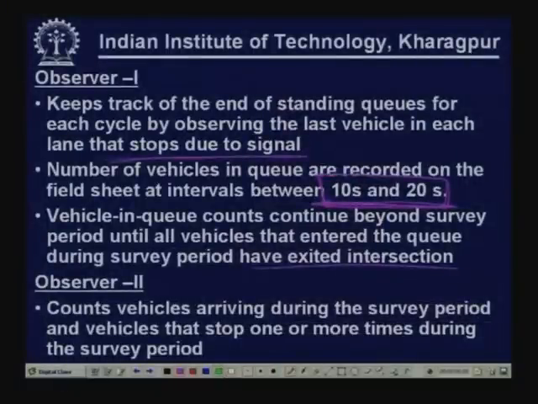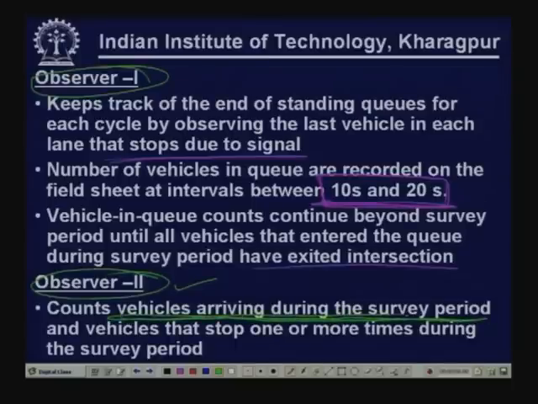Now, let us see what observer 2 is expected to do. Observer 2 primarily counts two things. One is vehicles arriving during the survey period, the total number of vehicles arriving during the survey period. This vehicle arrival is different from vehicles which are getting discharged from an intersection. So, this person will count vehicles which are arriving during the survey period, and also keep a separate count of vehicles that stop one or more times during the survey period. So, one count is how many vehicles are entering or arriving. The second count is how many vehicles are stopped; not all vehicles which are entering will stop. So, a separate count is made for the vehicles which do stop one or more times.